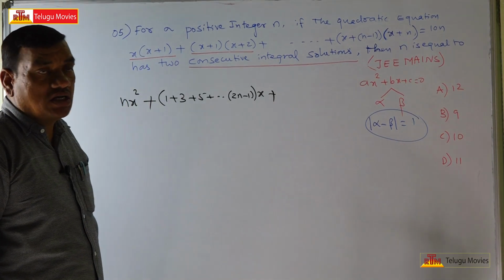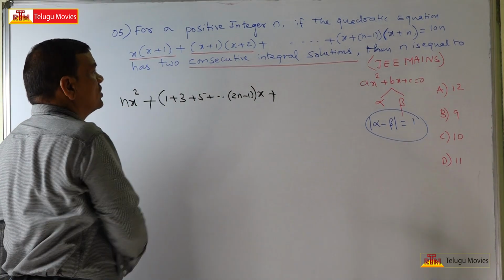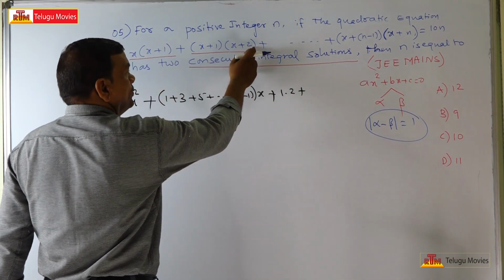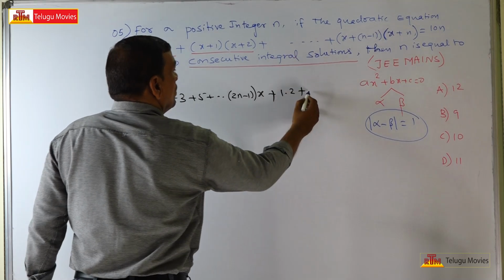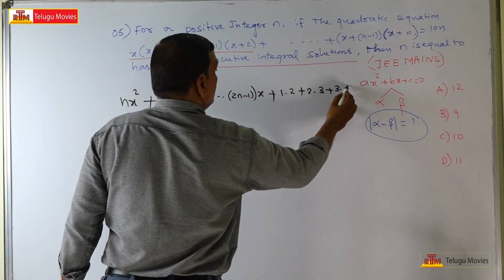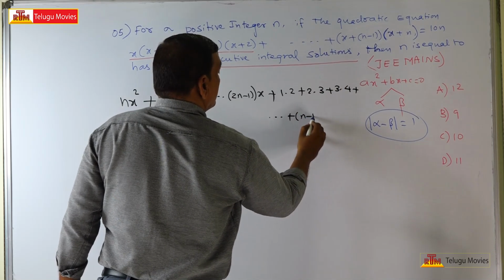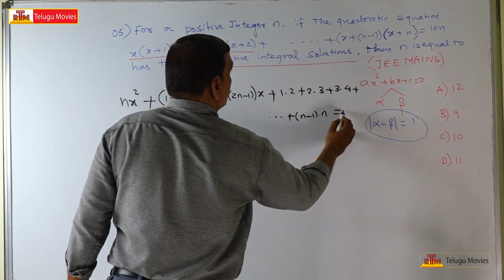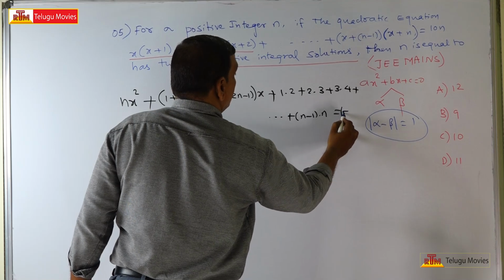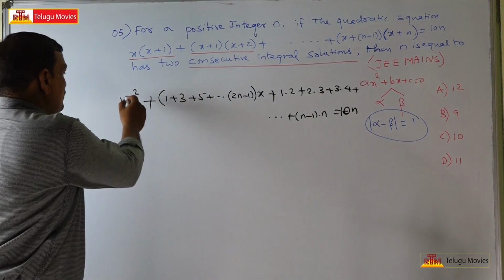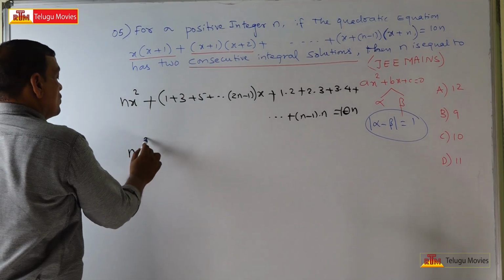Coming to the constant terms, here you won't get any constant term. Here, if you observe, the constant term is 1 into 2. Next term 2 into 3, next term 3 into 4, and the last term (n minus 1) into n. That is equal to 10n. Understand? This is nx square only.